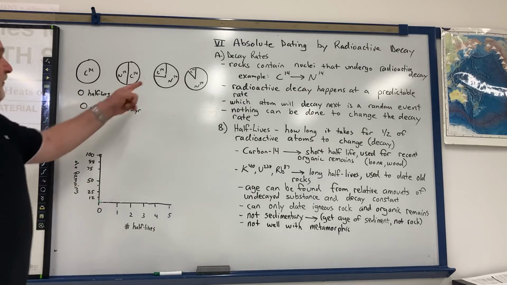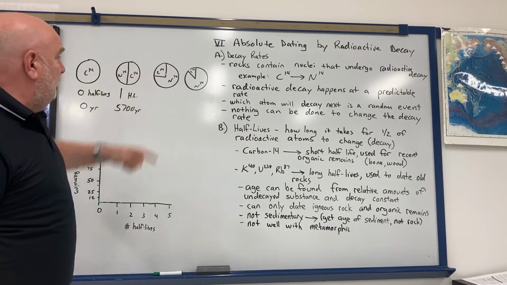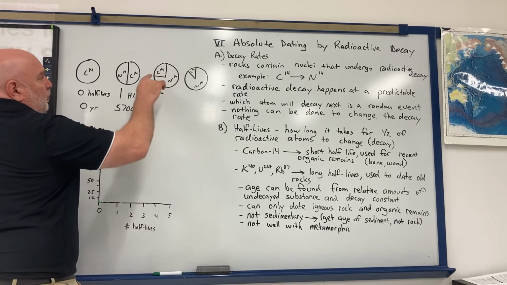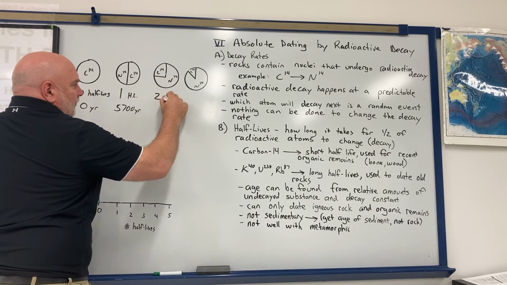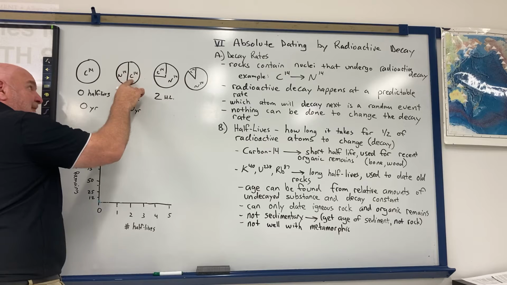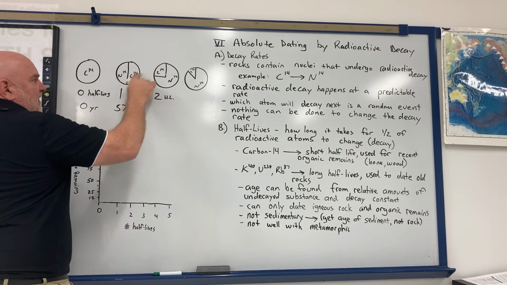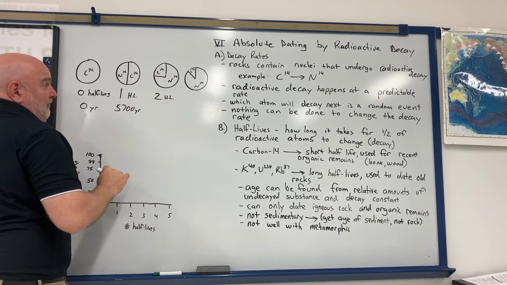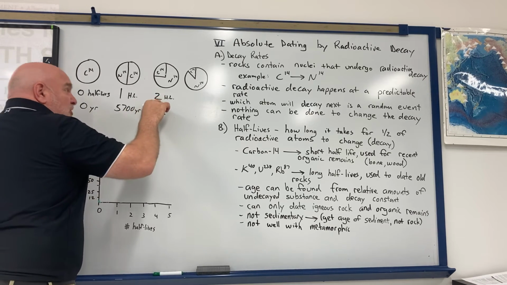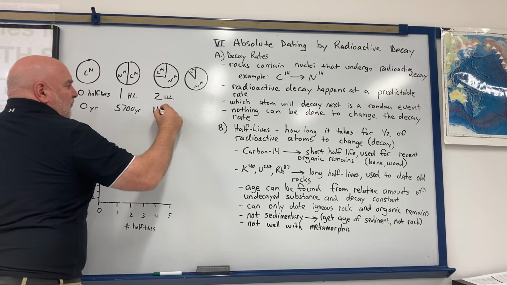Right. Let's say I had a sample, I analyzed it, and it was 1/4 carbon and 3/4 nitrogen. In that case, that has gone through 2 half-lives, because a quarter is a half of a half. So here I chop that in half, here I chop that in half. So if I have a quarter left, I've gone through 2 half-lives. Now each half-life is 5,700 years, so it's going to be 2 times 5,700, which is 11,400 years.